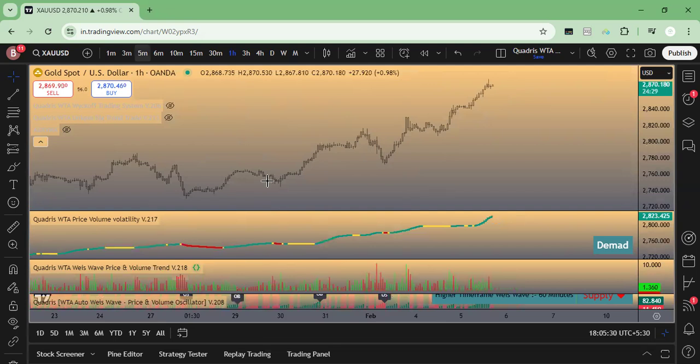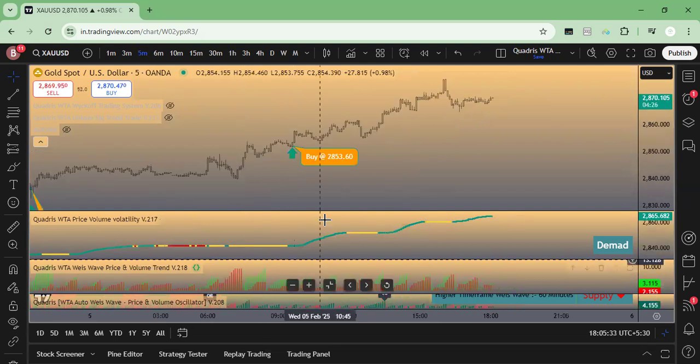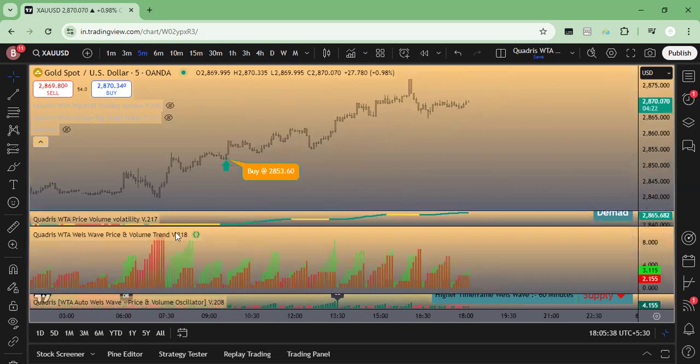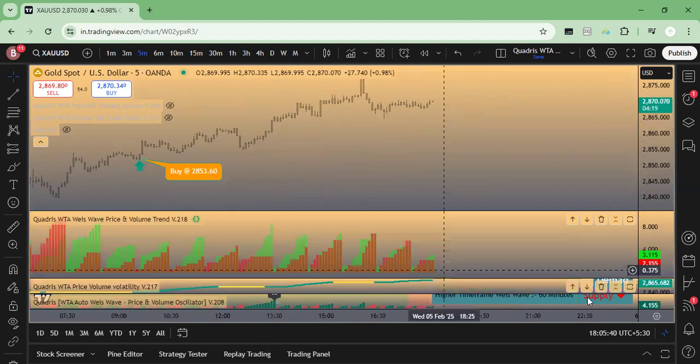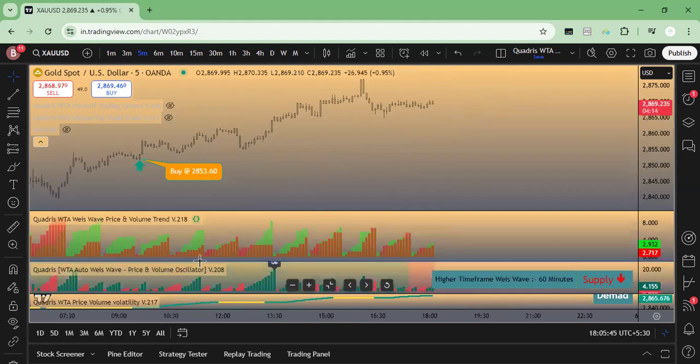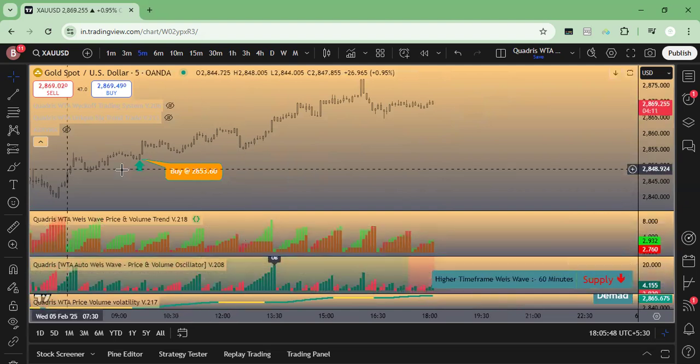So if we come down to 5 minutes, this is the second indicator which I have developed, which is the solution to everyone's problem, as people are facing issues with this Vice Wave. So I have developed it in such a way that whenever there is demand, there would be green columns or the green histogram. If there is supply, there would be red histograms. Whatever this color is, that means there is equal supply and demand.